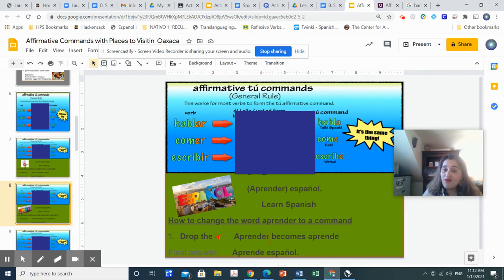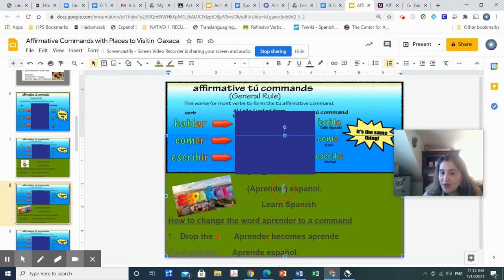Now, in the case of a verb that ends in ER, aprender ends in ER. We look at the chart here, and we want to tell somebody, learn Spanish. How to change the word aprender to a command? For ER verbs, we drop the R and aprender becomes aprende. The final answer should be aprende español. Learn Spanish. One more time, let's review those steps. When you have a verb in front of you, the first thing you want to do is look at the ending of the verb. If the verb ends in ER, you drop the R.